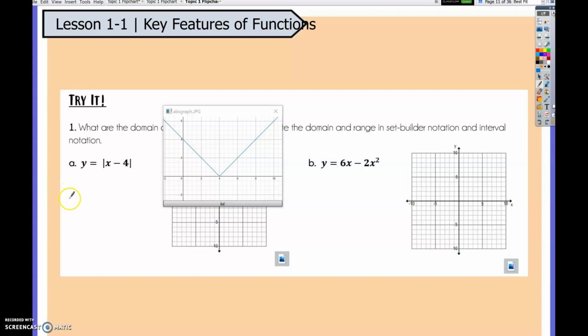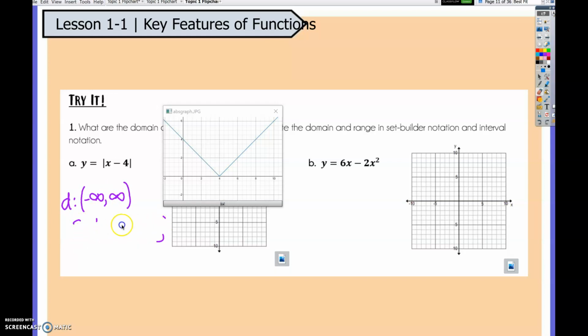Now they want the domain and range, and they want it in set notation and interval notation. We see our domain as what are the x values used in this graph. Well, since it goes on forever, if we scan across like we're reading a book, we see every x value across the gamut is used. So we have all real numbers. That means negative infinity to positive infinity is our domain.